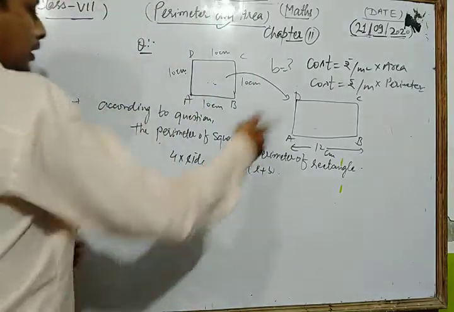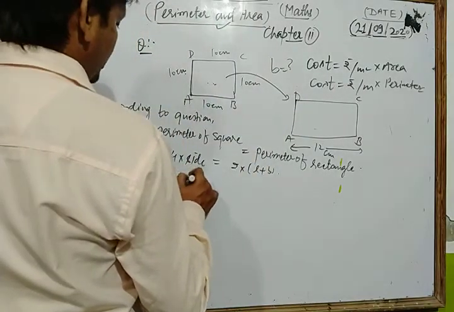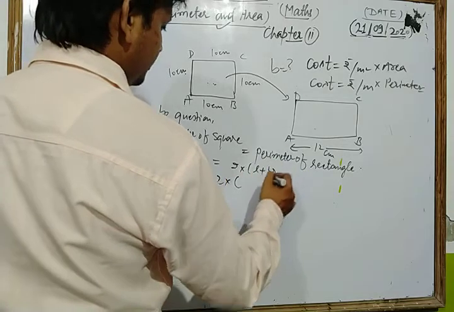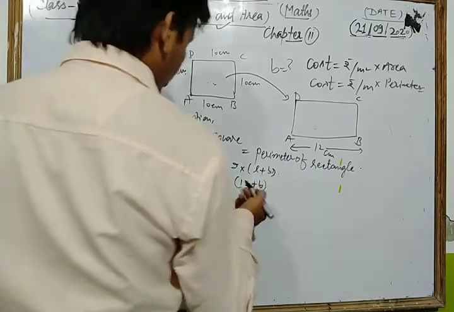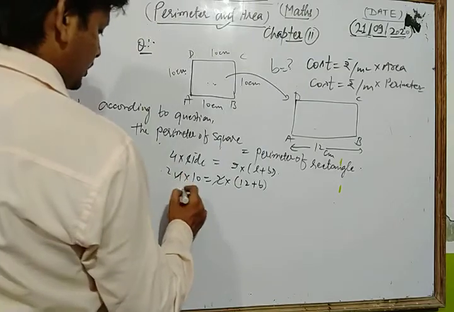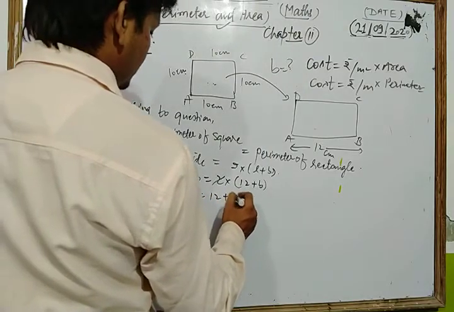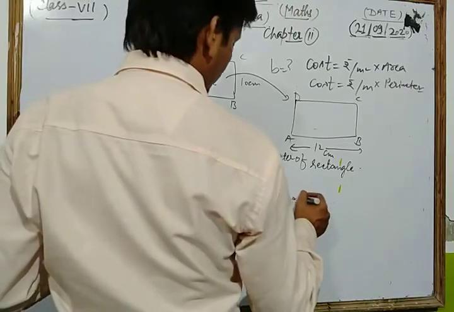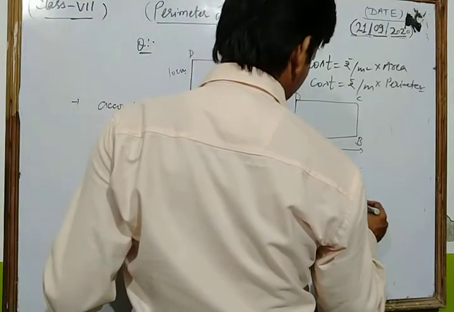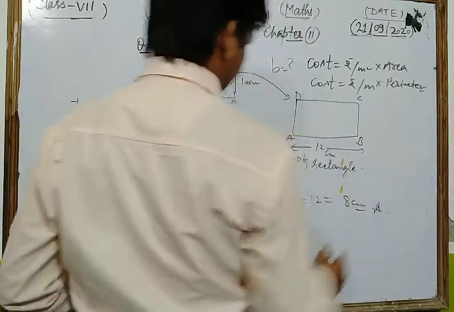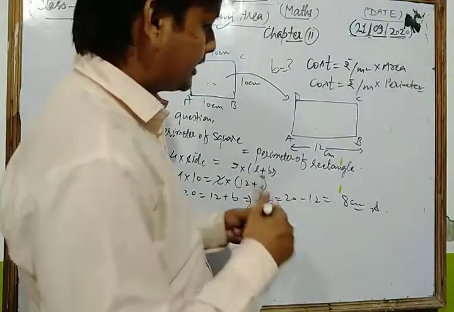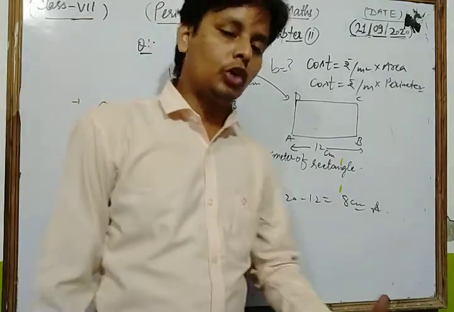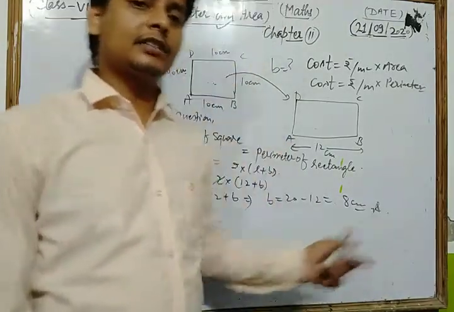Let's see. First here 4 into side. So 4 into side is 10, so 4 into 10 is equal to 2 into length, which is 12 plus b. Now solving them, let's see. 2 2s are 4, 10 2s are 20, is equal to 12 plus b. That is, the value of breadth of the rectangle is 20 minus 12, that is 8 centimeter. Thus in this way we can say that the breadth of the rectangle is 8 centimeter. Now we compare the areas of them.